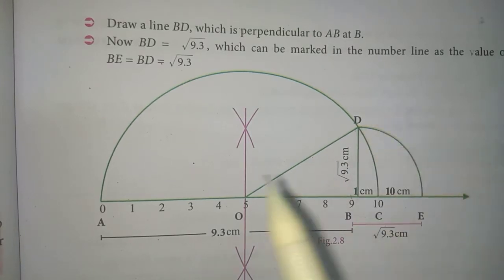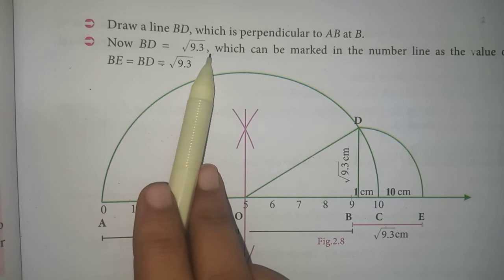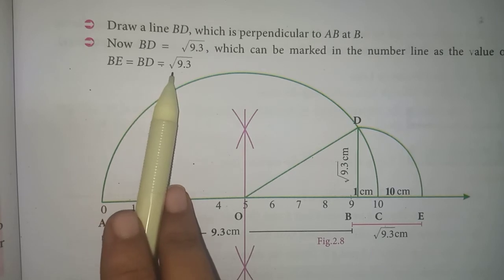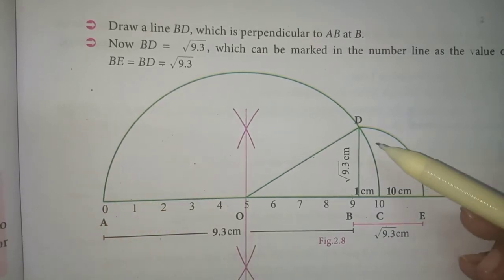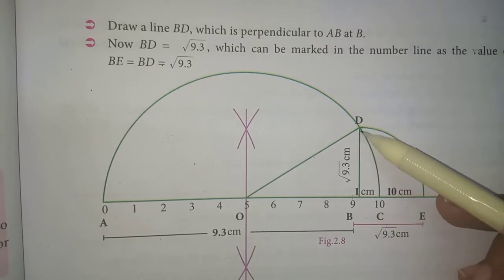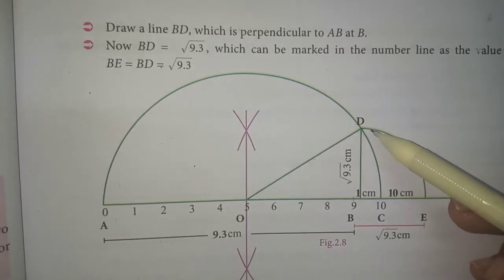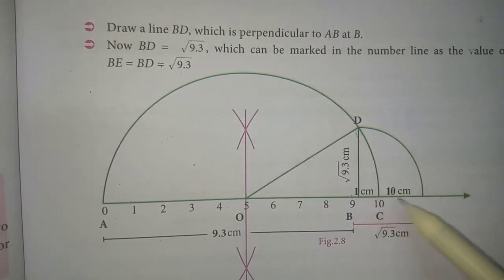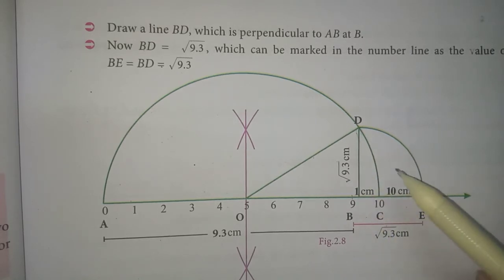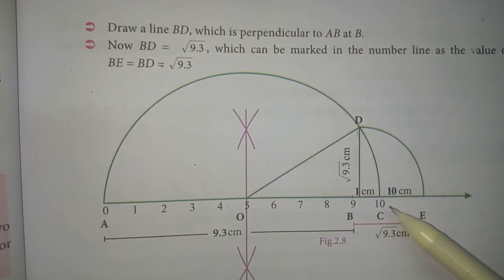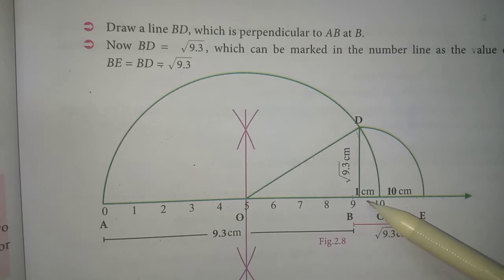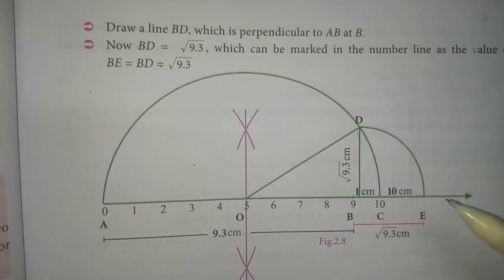So இது join பண்ணியாச்சு. Now BD is equal to root of 9.3 which can be marked in the number line as the value of BE is equal to BD is equal to root of 9.3. இப்போ இந்த இடத்துல இருந்து இந்த மெஷர்மெண்ட்டை நம்ம மெஷர் பண்ணிவிட்டு இந்த இடத்துல இருந்து ஒரு ஆர்க் நம்ம கட் பண்ணோன்னா இந்த லைனை டச் பண்ணணும். இப்போ நீங்கள் மெஷர் பண்ணிங்கன்னா இந்த ரெண்டு மெஷர்மெண்ட்டும் நம்மளுக்கு 9.3 கிடைக்கும். ஸோ லாஸ்ட் ஜியோமெட்ரியில் நம்ம பார்த்தோம் இல்லைங்களா, நம்மளுக்கு 1.7 சம்திங் வேல்யூ வந்துச்சு, அதே மாதிரி தான் இதை நம்ம மெஷர் பண்ணால் நம்மளுக்கு 9.3 கிடைக்கும். ஸோ BE is also you get 9.3.